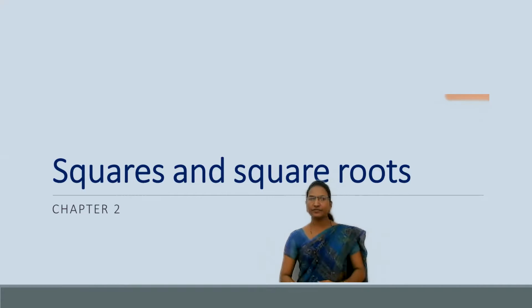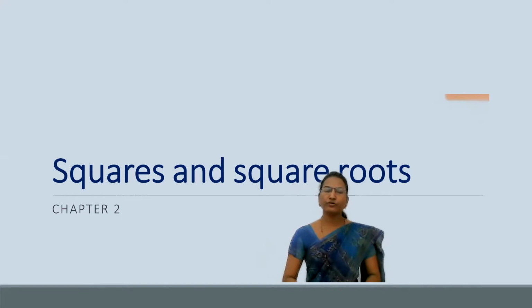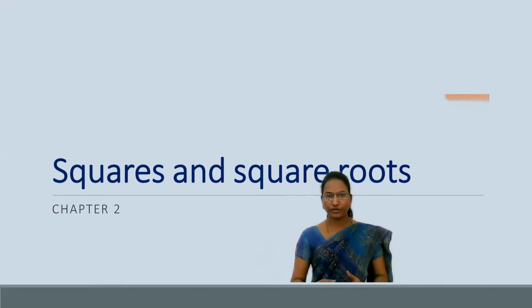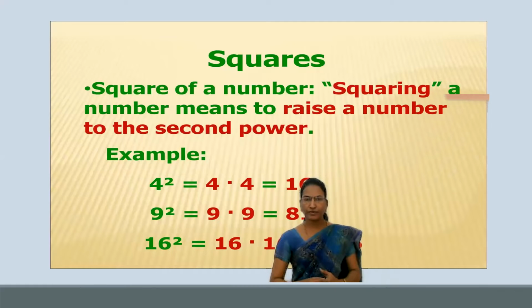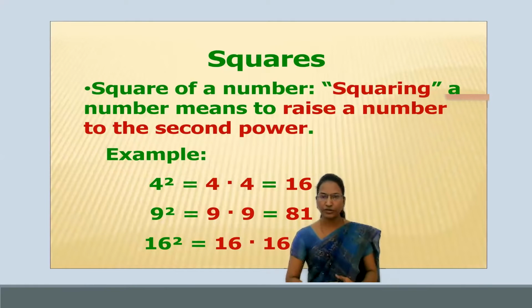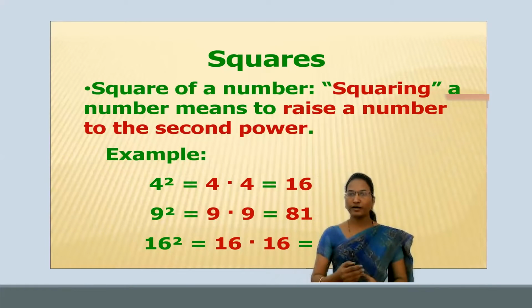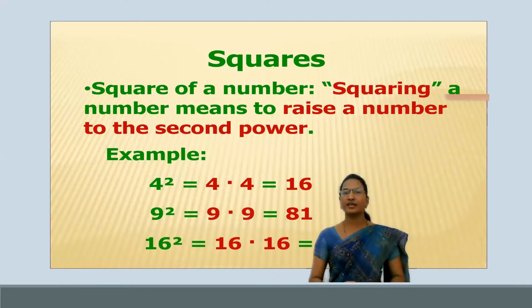We are all familiar with the words squares and square roots. So what is meant by square? When you multiply a number by itself, whatever multiplication you get is called the square of that number. In exponent form, when you write x raised to power 2, or 2 raised to power 2, squaring a number means raising the number to the second power.